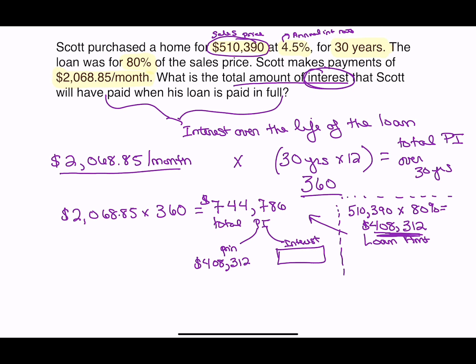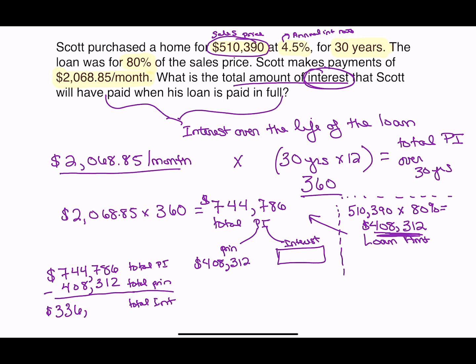And difference meaning we're going to subtract. So I'm going to take the $744,786 and I'm going to subtract $408,312 because this is our total P&I. This is our total principal we borrowed. And when we do this math, we'll have total interest left over. And with the magic of a calculator, I find out the total interest over 30 years. $336,474. That's our answer.